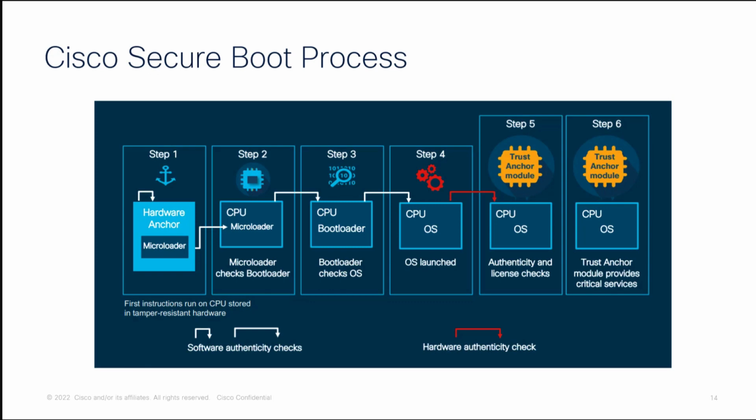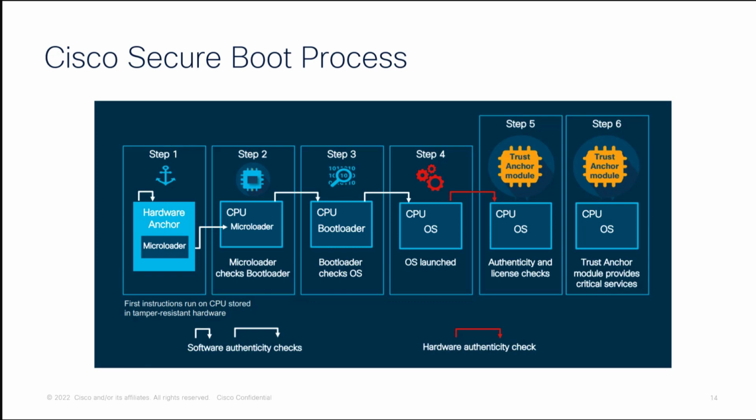To start with, the first instructions that run on the CPU are stored in the immutable hardware, which is the TAm chip. That will validate the integrity of the microloader and make sure that there has been no tampering done to it. After the device is powered on, the microloader will now verify the bootloader code, which is responsible for installing the OS binaries, by validating the Cisco digital signature on that set of instructions. The bootloader would then validate the operating system and check to see if it's from Cisco by checking whether it is digitally signed by Cisco. The operating system is then launched if all the checks are passed.